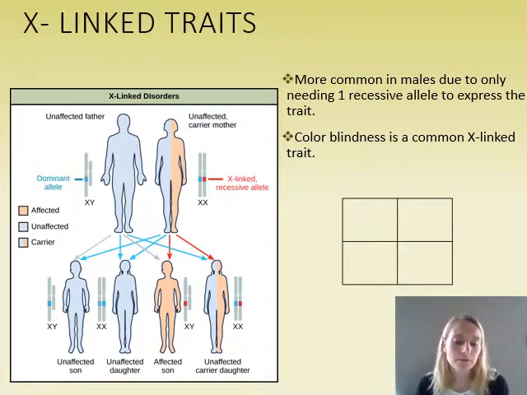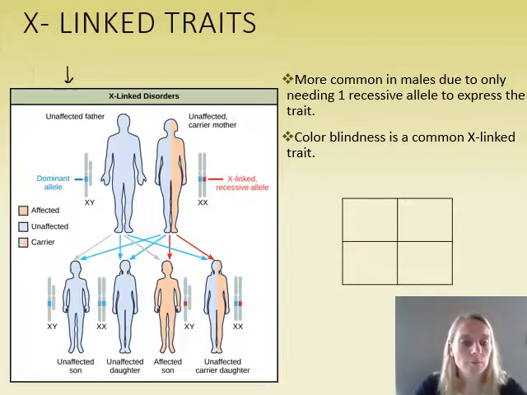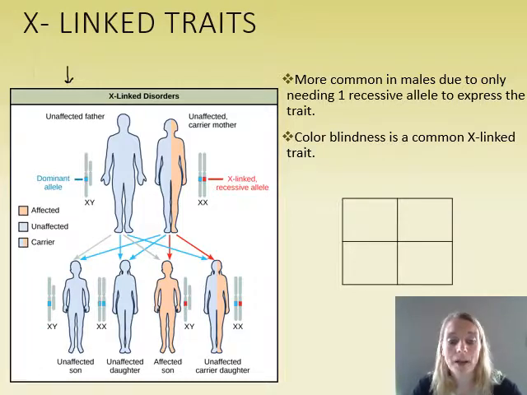So here, this is just a generic trait. You might have an unaffected father, so his X chromosome has a dominant allele on it. The mom is heterozygous, so she's got a dominant and a recessive, but she shows the dominant phenotype because she's heterozygous. If you do a Punnett square, which I'm going to do in a second, you'll see how these traits can be passed on to their offspring.